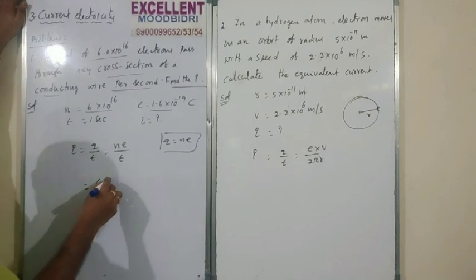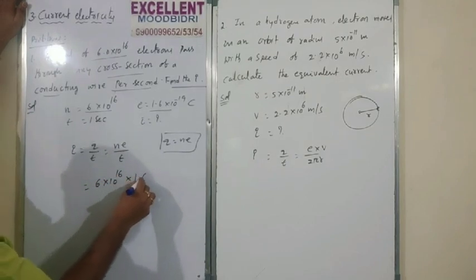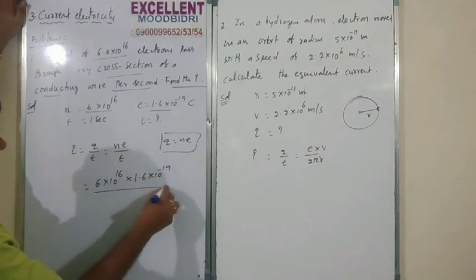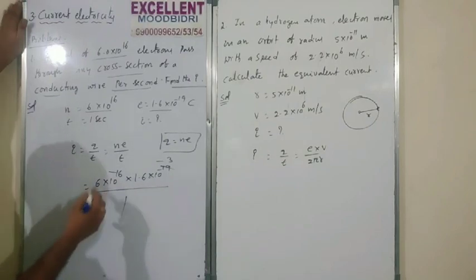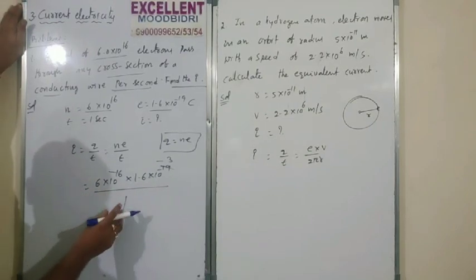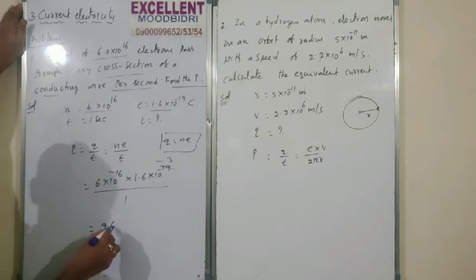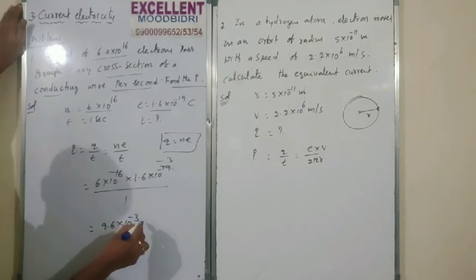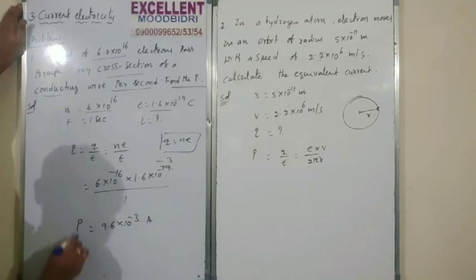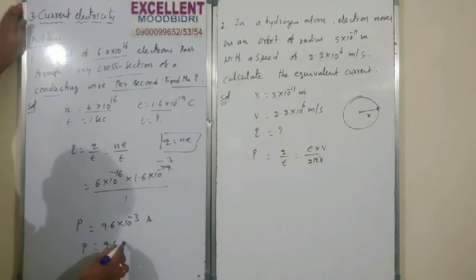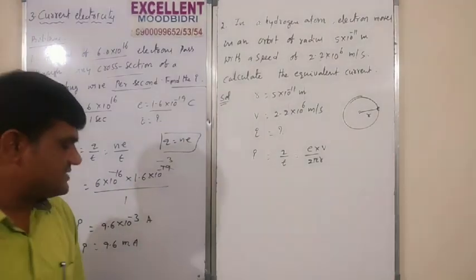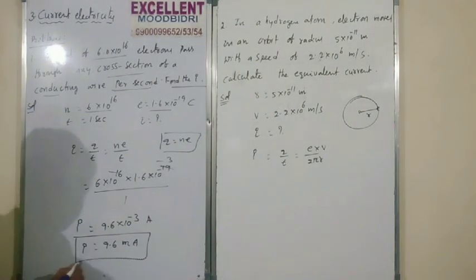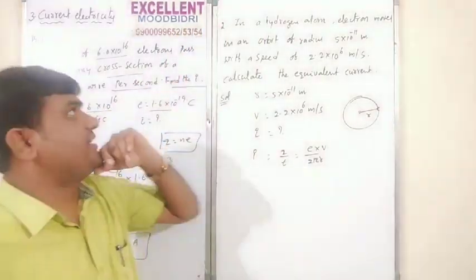Substitute values: 6 into 10 power 16 into 1.6 into 10 power minus 19 divided by 1 second. So how much will come? Minus 3 will come. 16 6s are 96. Therefore 9.6 into 10 power minus 3 ampere. So I is equal to 9.6 milliampere. 10 power minus 3 means milliampere. That is the answer. Very simple question.